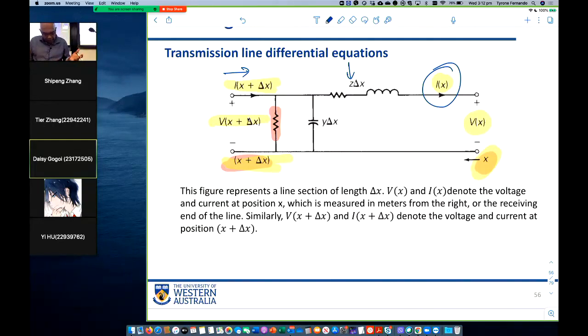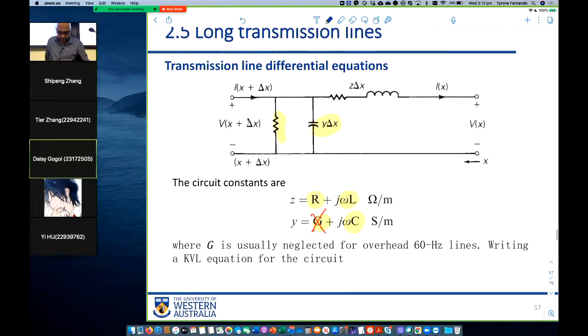Yeah, so that's all. And the voltage on the right, because we're considering point x, is Vx, and the voltage on the left, where we are considering the point x plus delta x, is Vx plus delta x, right? So the notation is consistent here, and it follows along the discussion from the previous lecture, okay? All right, so let's continue on.